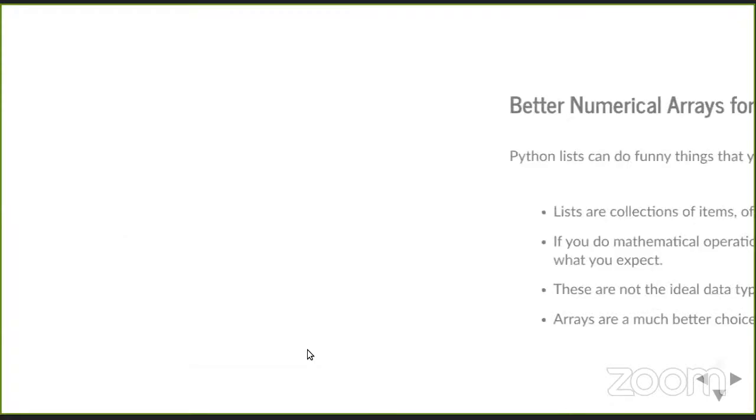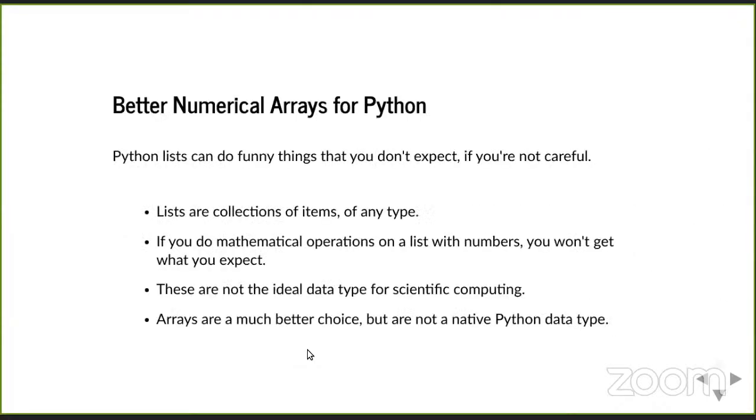So we'll look at NumPy first. What is NumPy? NumPy promises better numerical arrays for Python. It's a Python package. Most of you have probably already heard of it. It was created partly because lists in Python are funny when you're doing numerics. They're not a very good data type for doing computing, and arrays are a much better choice.